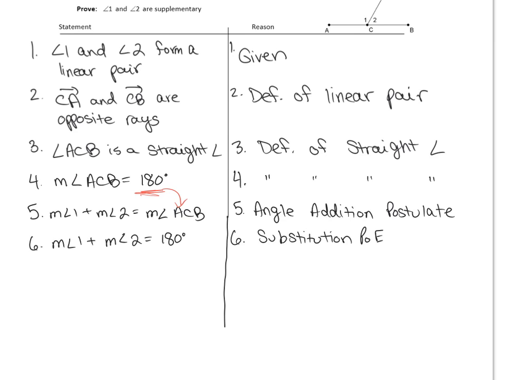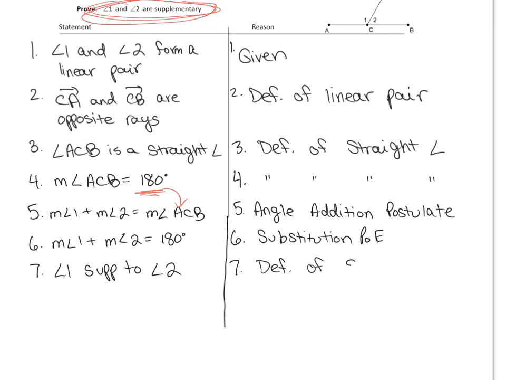And if two things add up to 180 degrees, they are in fact supplementary. So angle 1 is supplementary to angle 2, which if you look up here, that's what I was trying to prove, that they're supplementary. And I'm able to say that by the definition of supplementary. And so I am done with my proof. I'm going to color in my square or write QED. So there you go.